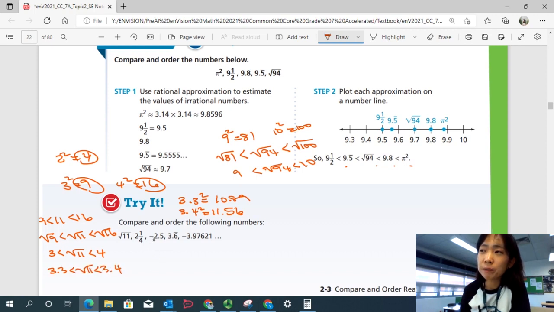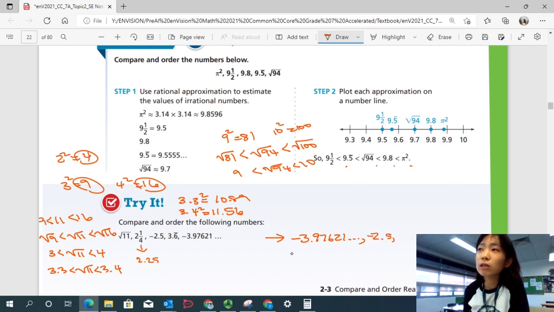And I think that's enough, right? Because 2 and 1/4 in decimal is 2.25. And negative 2.5 is negative, right? And negative 3.97621... is less than negative 2.5 because it's further away from 0. So order these numbers from least to greatest. Negative 3.97621... is definitely the least, and then negative 2.5.